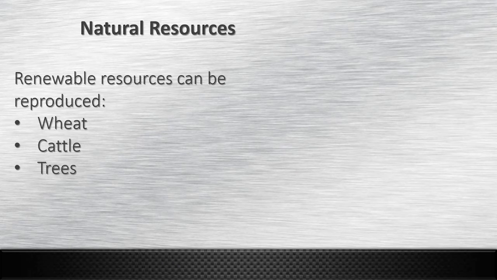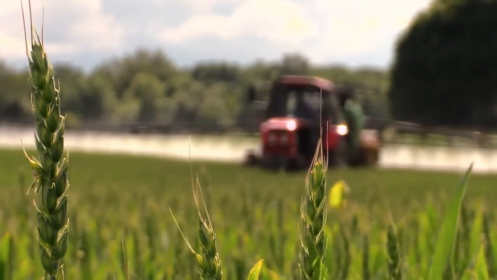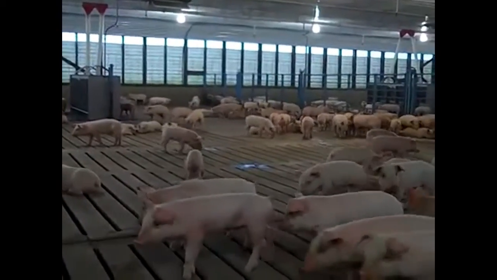Natural resources split up into 2 different categories: renewable resources and non-renewable resources. Renewable resources are simply resources that you can reproduce. Once you use it, you can make more. So things like wheat, cattle, livestock, and trees. Once you cut down a tree, you can plant another one and you'll have another tree later on.